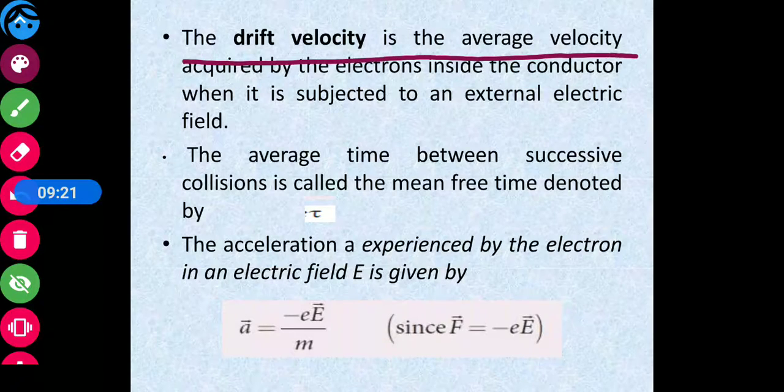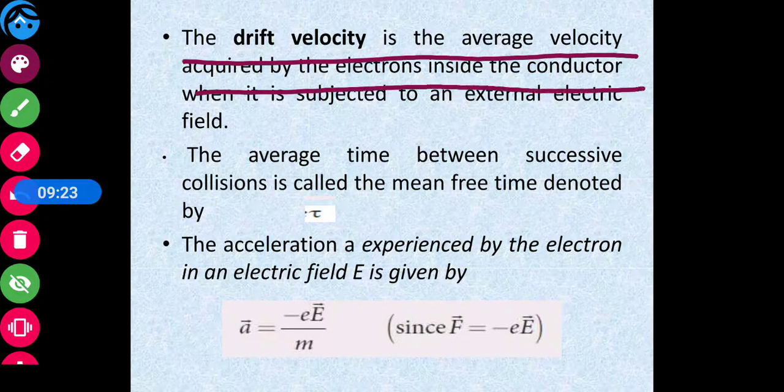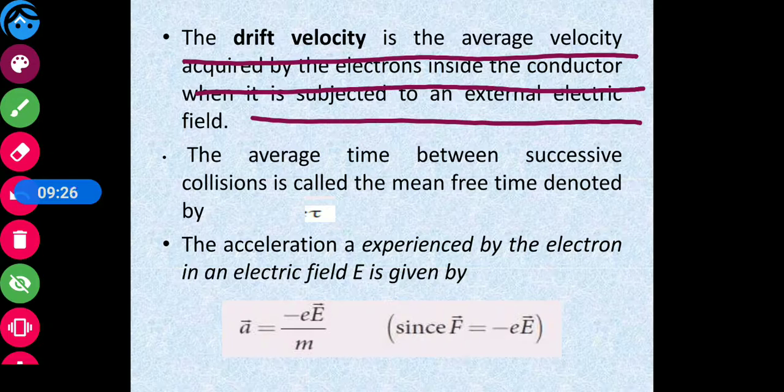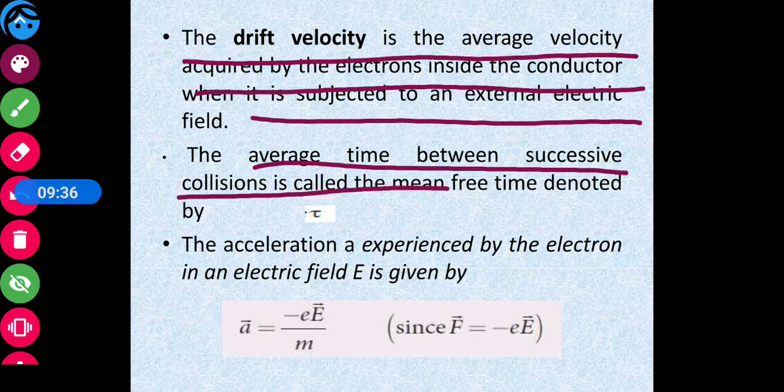This is the average velocity acquired by the electron inside the conductor when it is subjected to an external field. There is one more term, that is the mean free time. The average time between two successive collisions is called the mean free time, and it is represented by the letter tau.